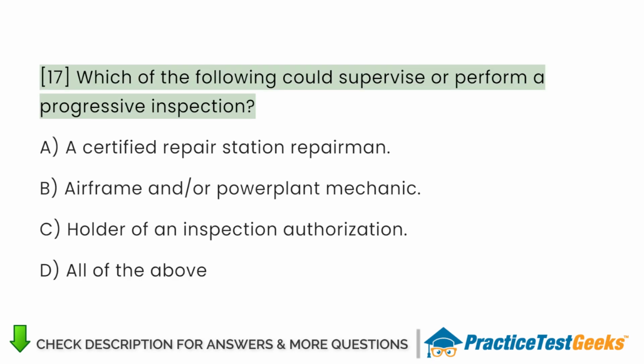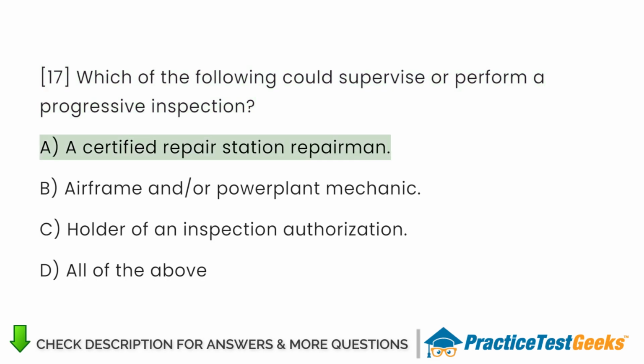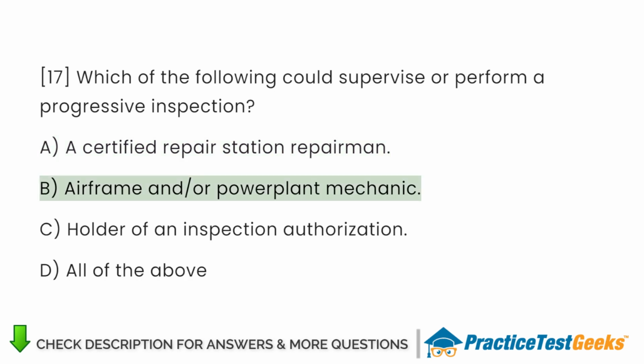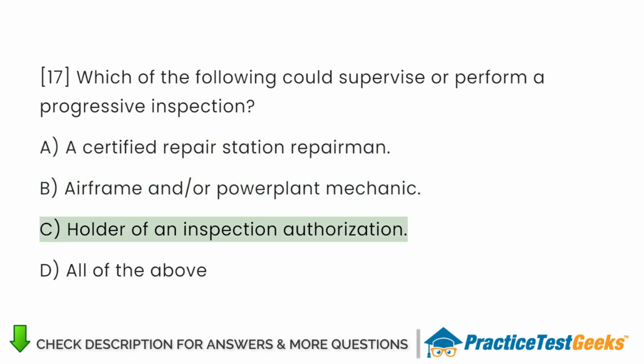Which of the following could supervise or perform a progressive inspection? A. A certified repair station repairman. B. Airframe and/or powerplant mechanic. C. Holder of an inspection authorization. D. All of the above.